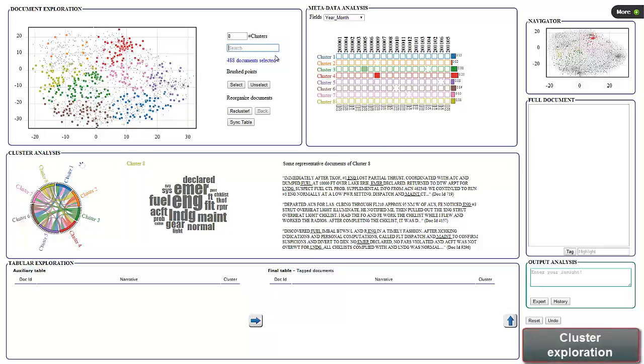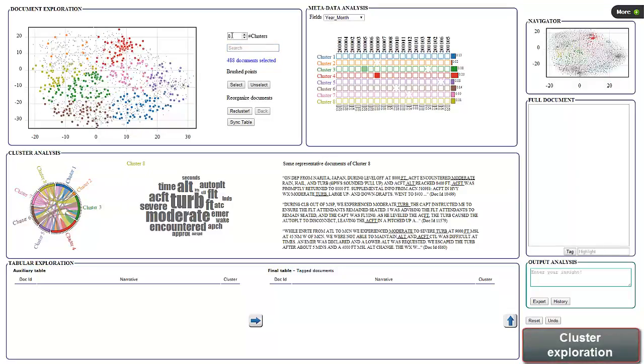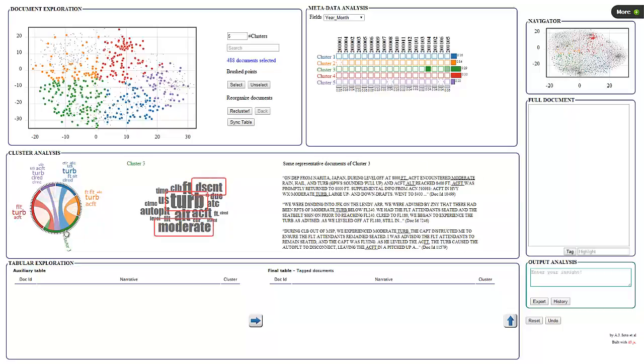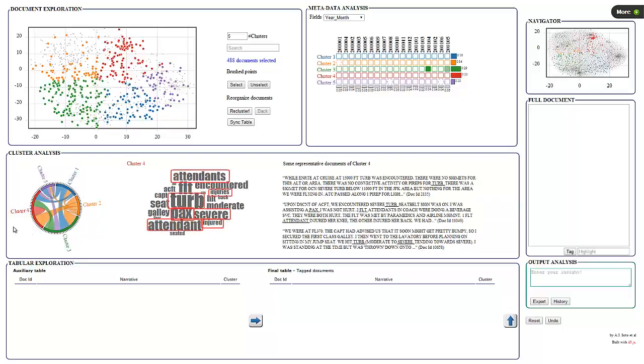Let's try to get a big picture of the main groups and see what each one is about. So let's select fewer clusters. We can see from the Metadata Analysis panel that cluster 3 and cluster 4 have 60% of all incidents. So let's investigate them first. Cluster 3 seems to contain documents on moderate turbulence encounters during descent, while cluster 4 seems to contain severe encounters, where passengers and flight attendants may have received injuries.